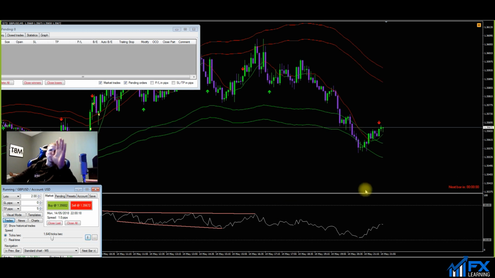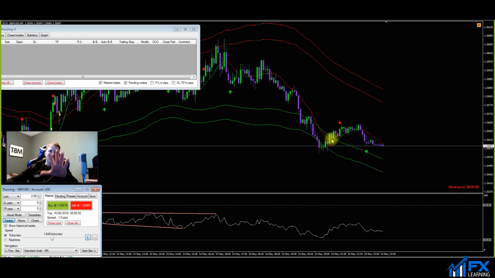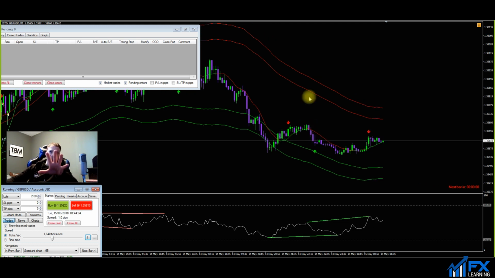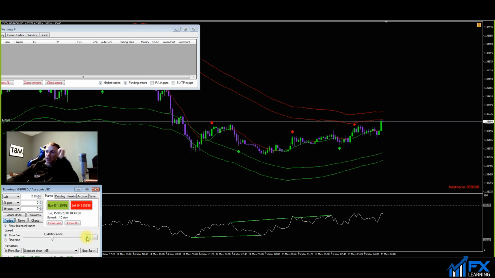Okay, now we're going into a downtrend, you can see here. So any trades now for a buy are going to be against the trend, are going to be risky, because you can see, look at the zones are facing down. So just be mindful of that.